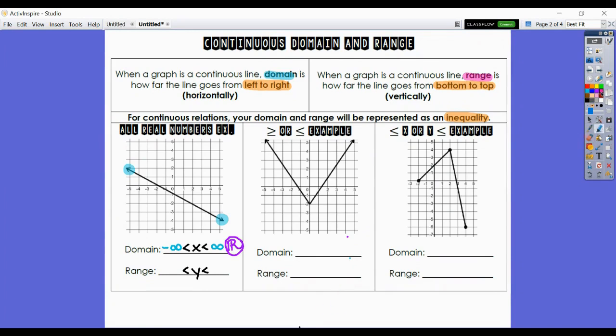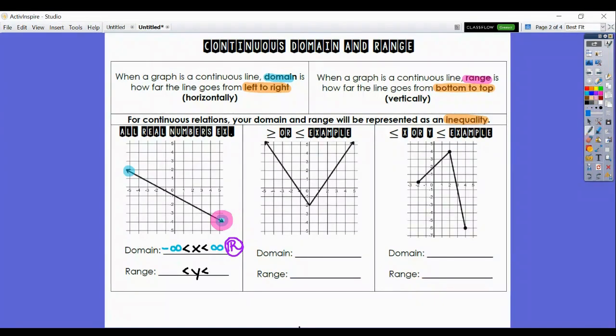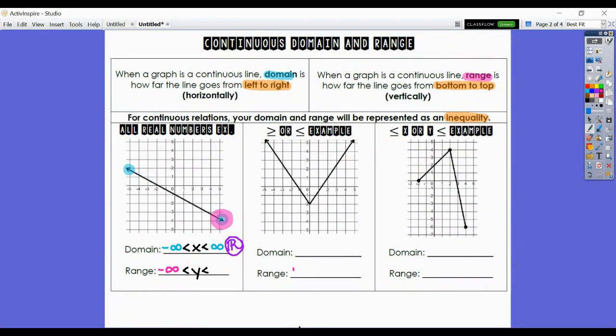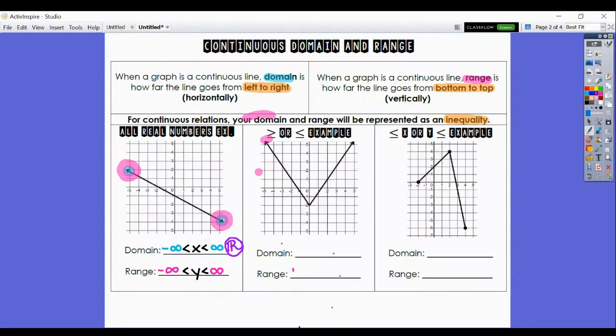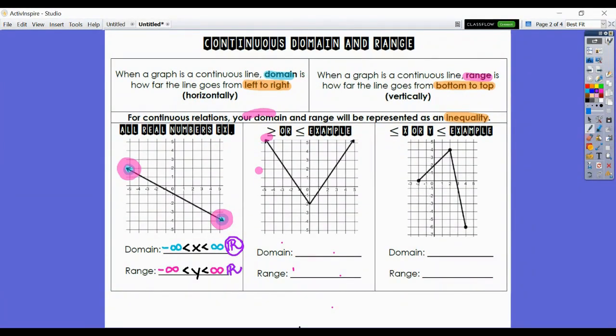The bottom of my graph is what I fill in first, and that's going to be this arrow at the bottom. Since it's at the bottom and that arrow is going left and down, it's going to keep going down forever until more negative infinity y values. At the top of my graph, I have an arrow as well, and that's going to keep going up on my y-axis here till positive infinity. Again, negative infinity is less than y is less than infinity is a notation of all real numbers.